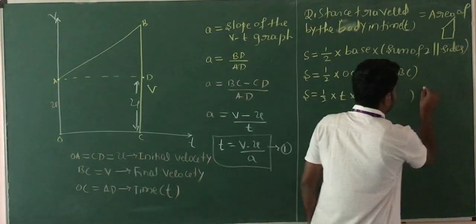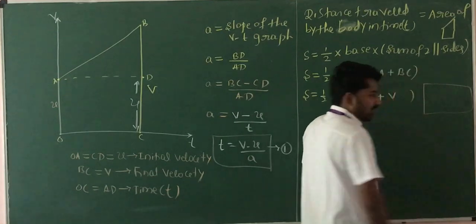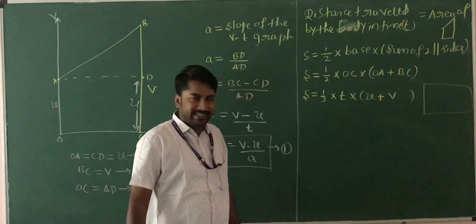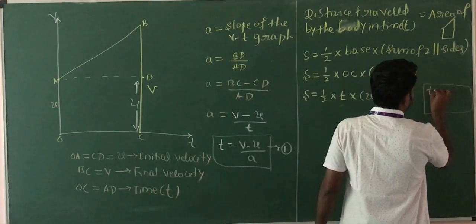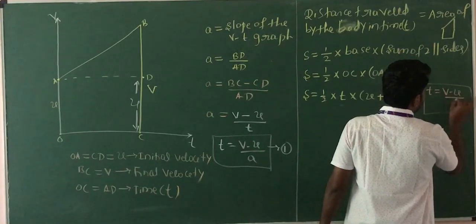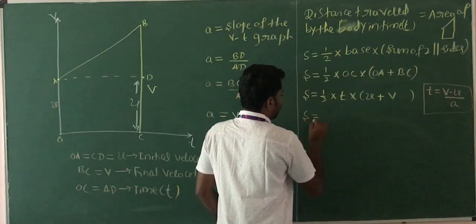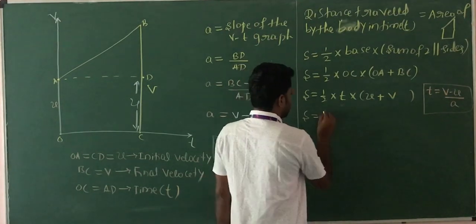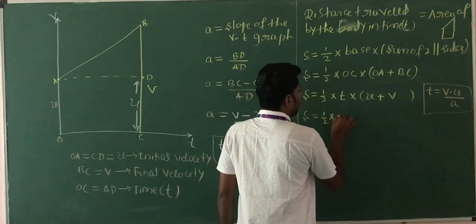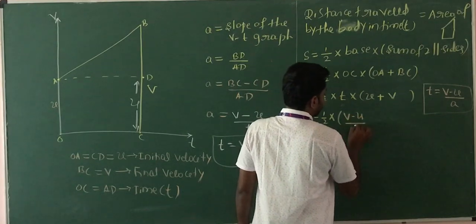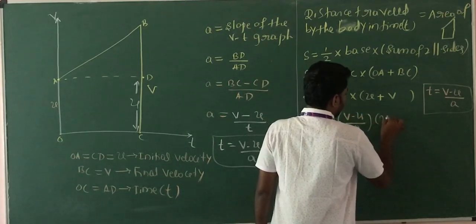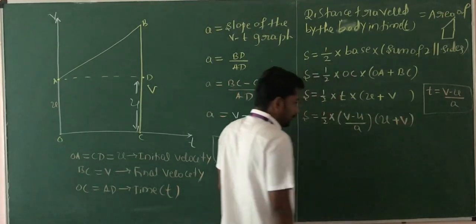We know the formula v is equal to u plus at, so t is equal to v minus u divided by a. Substitute this value in this equation. S is equal to 1 by 2 into v minus u divided by a into u plus v.